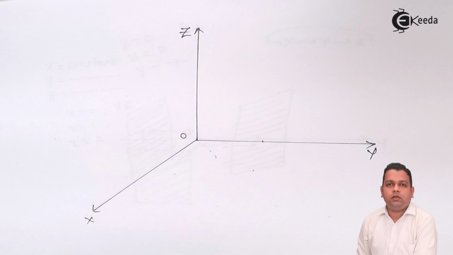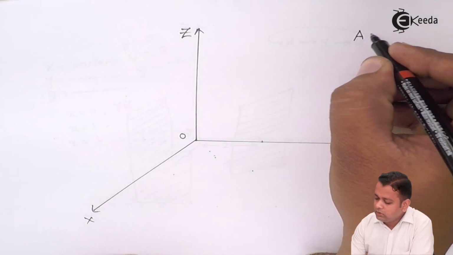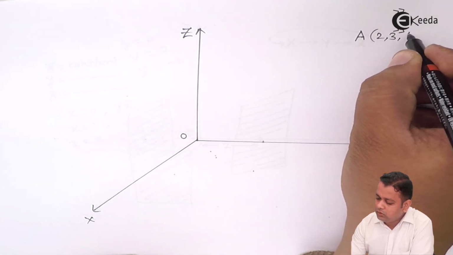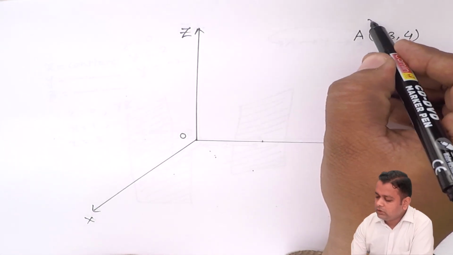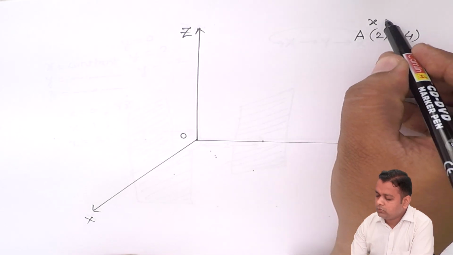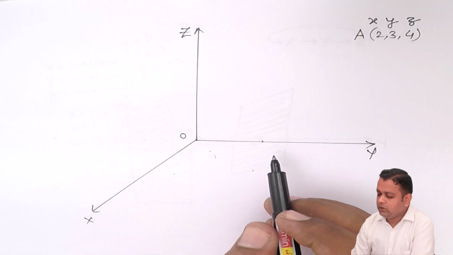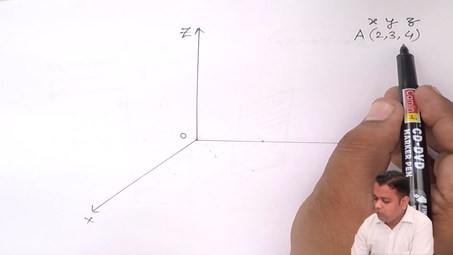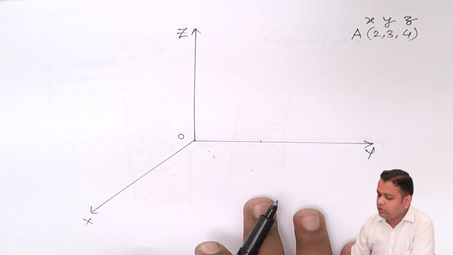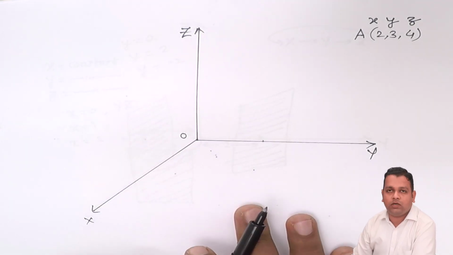Now let us say any arbitrary point A is given with specific coordinates, and we are supposed to represent it in the three-dimensional space using the xyz axes. So let us see in the diagram. A is given the coordinates 2, 3 and 4. It means small x has value 2, small y has value 3 and small z has value 4. So I have to represent this point A in this three-dimensional space using the rectangular coordinate system.